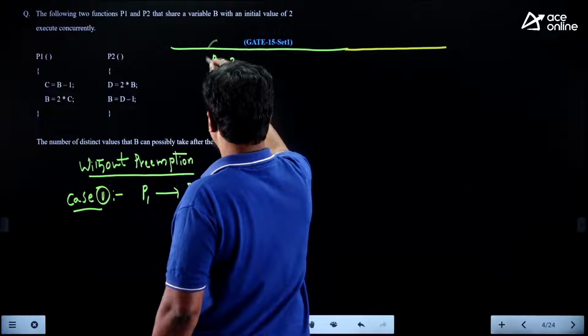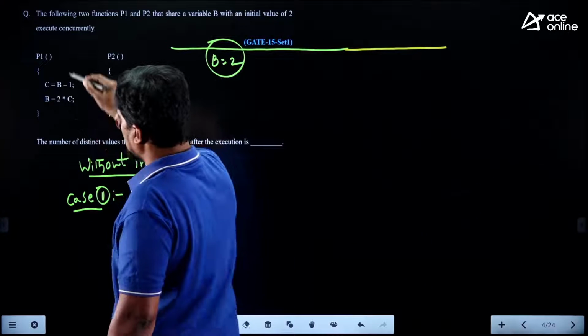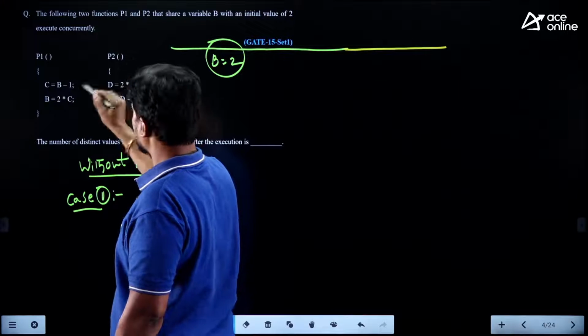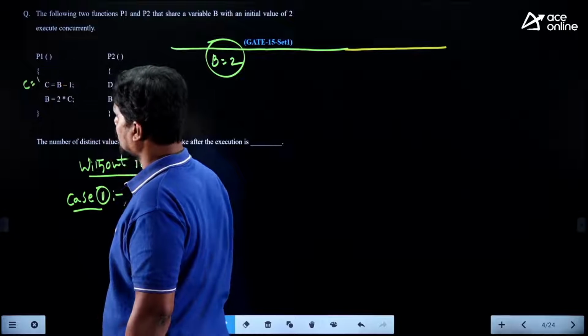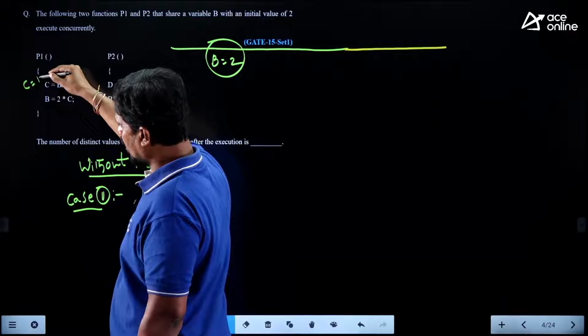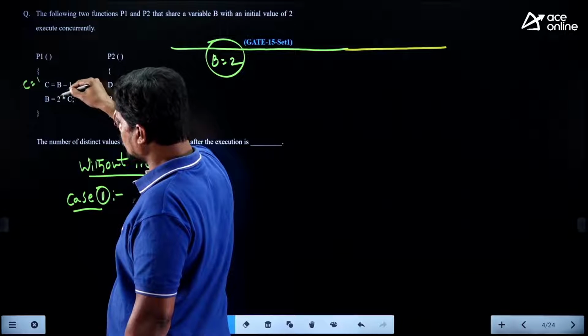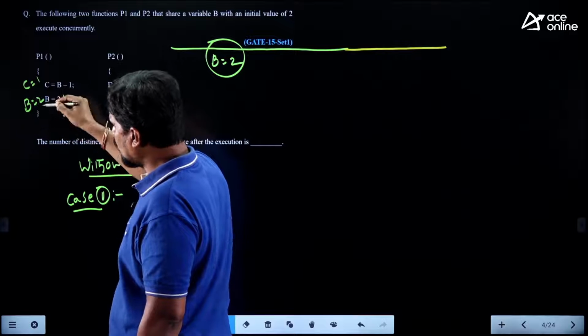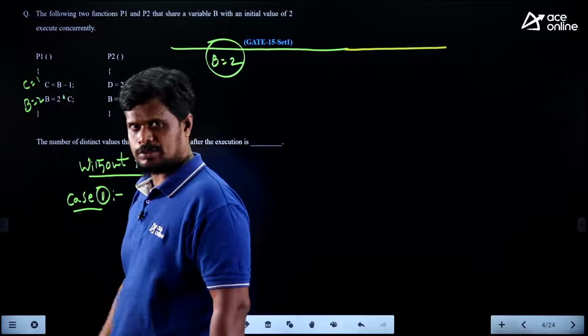So what is the B value? 2. So in P1, C is equals to B minus 1. What is the B value? 2. So the C value is 1 here, right? Then B is equals to 2 into C. The C value is 1, so B is equals to 2 into 1, which means the B value is 2 now. So P1 is storing value 2 into B, okay?